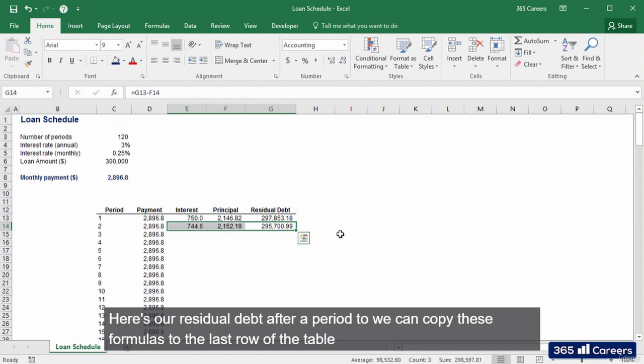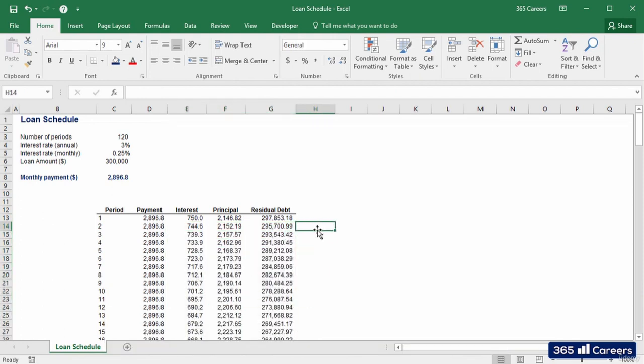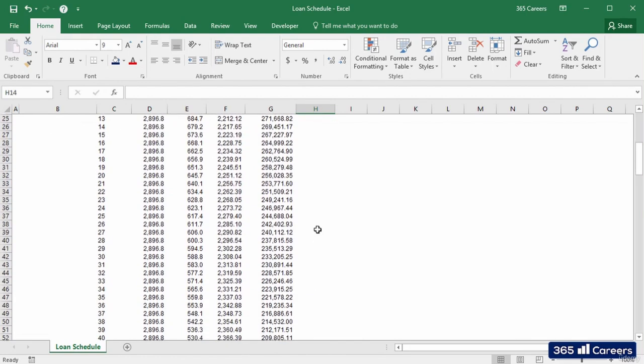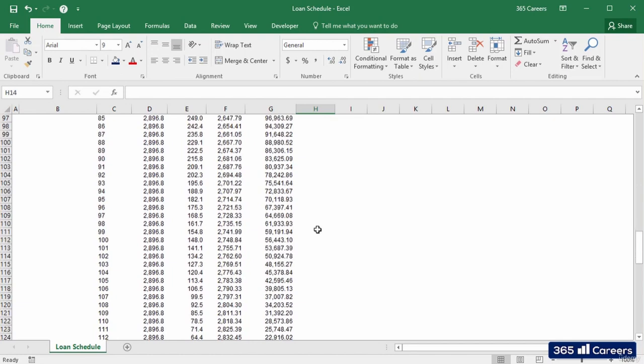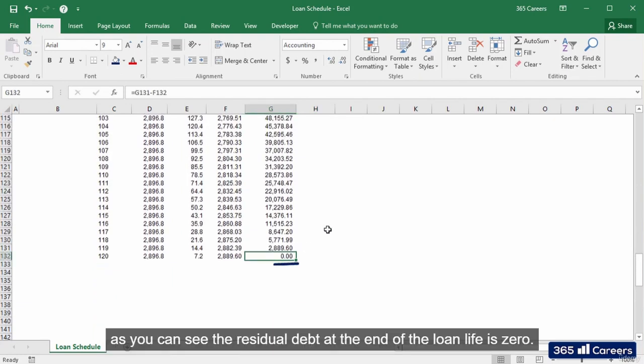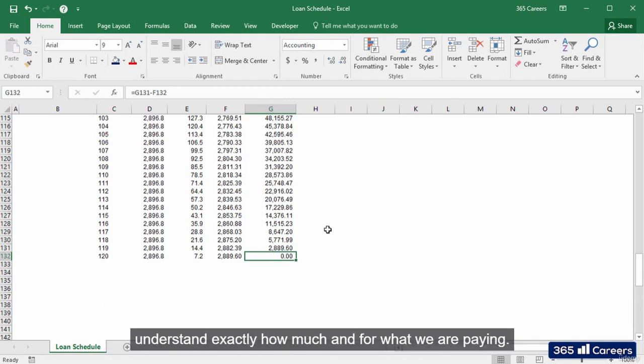We can copy these formulas to the last row of the table. As you can see, the residual debt at the end of the loan life is 0, so we worked correctly. The debt will be repaid after 10 years. This is how we can calculate an entire loan schedule, an exercise that allows us to plan better and understand exactly how much and for what we are paying.